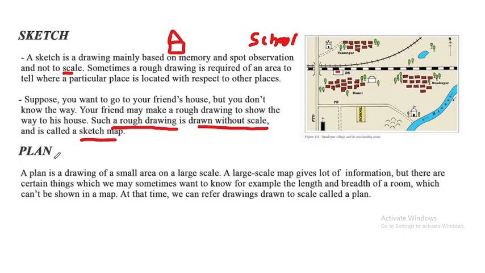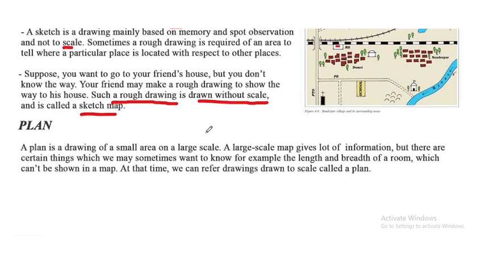Now, what is a plan? A plan is a drawing of a small area on a large scale. A large scale map gives a lot of information, but there are certain things which we may sometimes want to know, for example, the length and breadth of a room. At that time, we can refer to a drawing drawn to scale called a plan. For example, when we construct our home or any building, we use a plan.